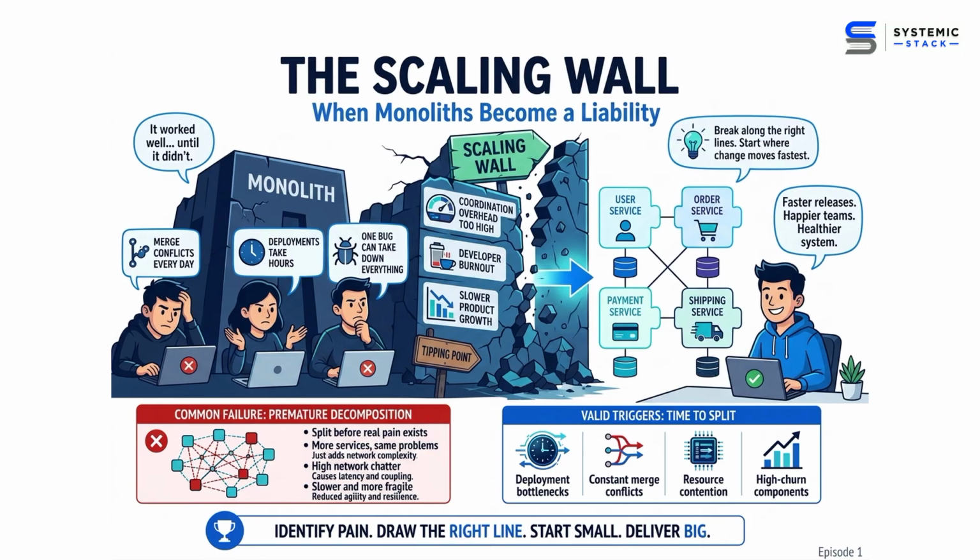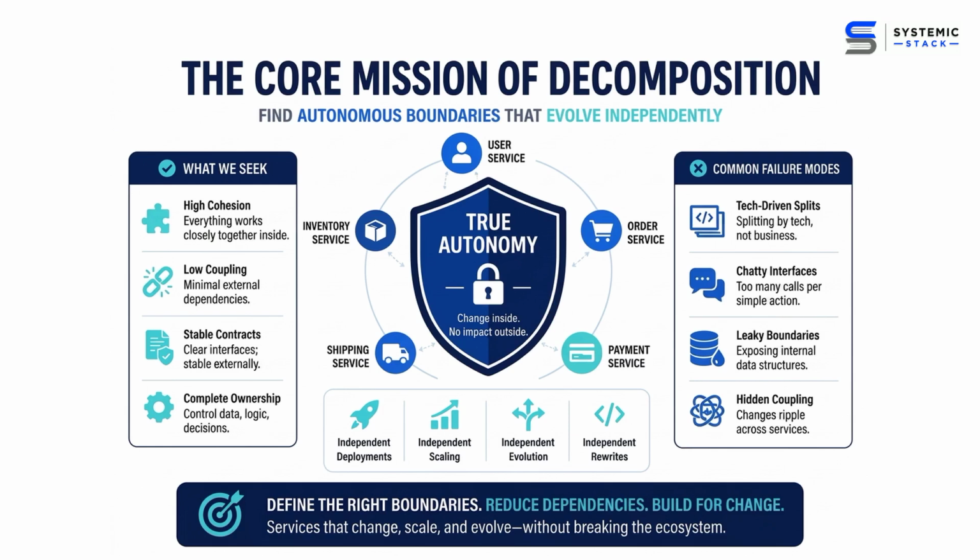Drawing that first line is hard because it requires a deep understanding of which parts of the system are changing the fastest. If you can pinpoint the high churn areas and isolate them first, you've successfully navigated the first hurdle of the scaling wall. The core mission of decomposition isn't just about splitting code, it's about identifying autonomous boundaries that can evolve independently. It works by looking for areas of the system that have high internal cohesion but low external coupling. What matters here is that the goal is to allow a team to change their service's internal logic without needing permission from three other teams.